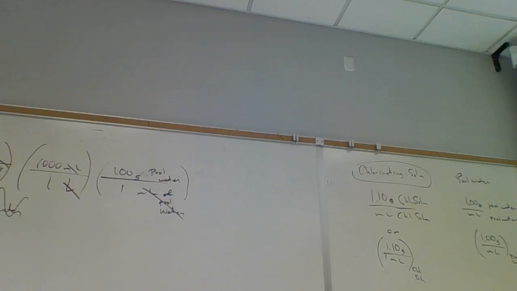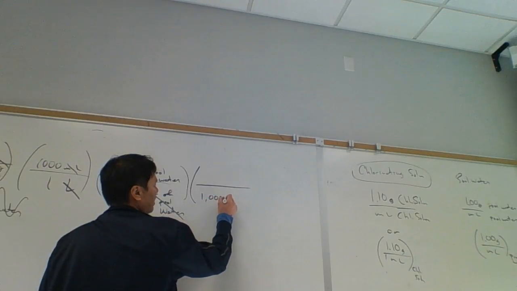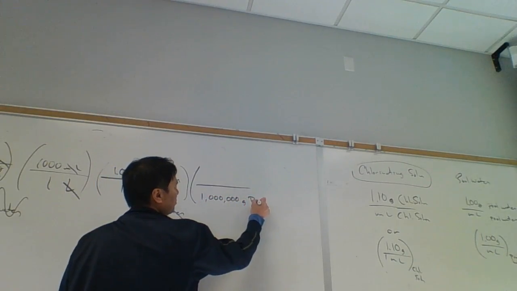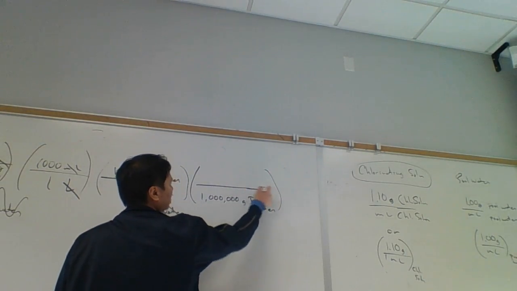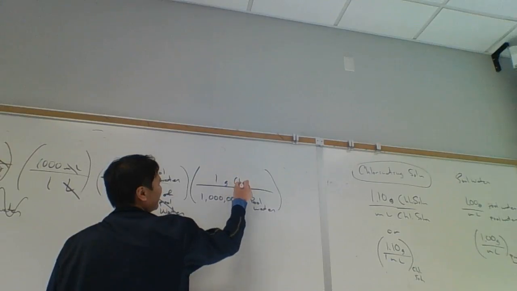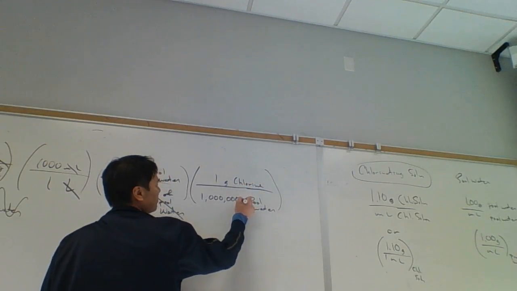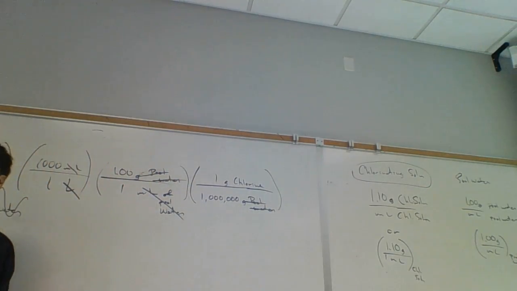The 1 gram of chlorine to 1 million. Yes, exactly. For every 1 million grams of pool water, I should have how many grams of chlorine? 1 gram. 1 gram of chlorine. And so now I got rid of grams of pool water and replaced it with grams of pure chlorine.